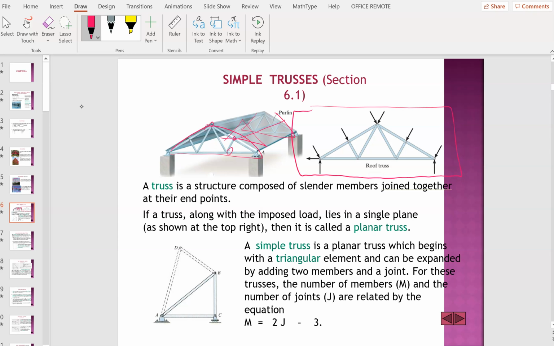A simple truss is a planar truss which begins with a triangular element. The basic one is the triangle. There's a joint here, a joint here, and a joint here, and it can be expanded by adding two members at a joint. For this truss, the number of members, m, and the number of joints, j, are related by the equation below: the number of members equals two times the number of joints minus 3.